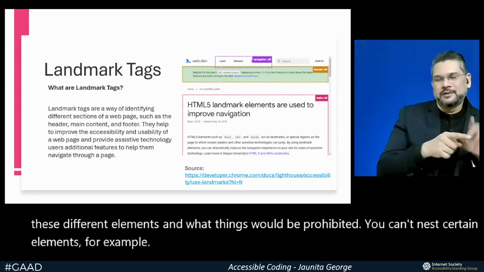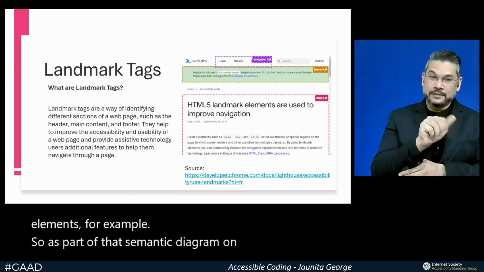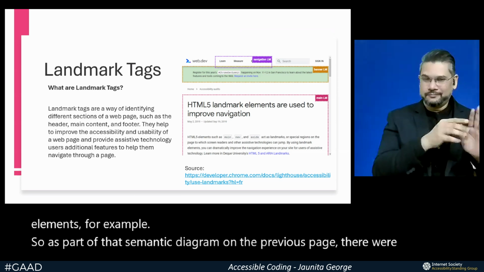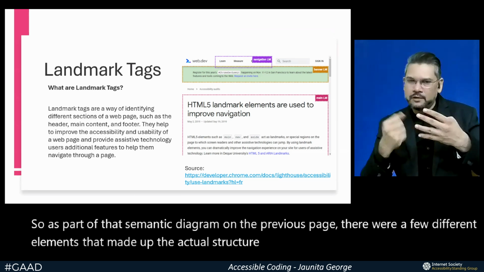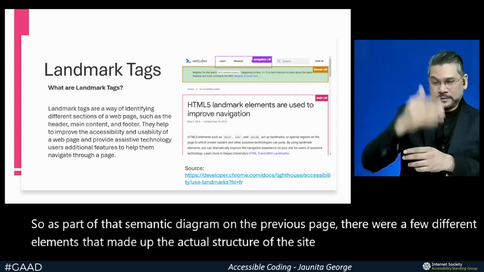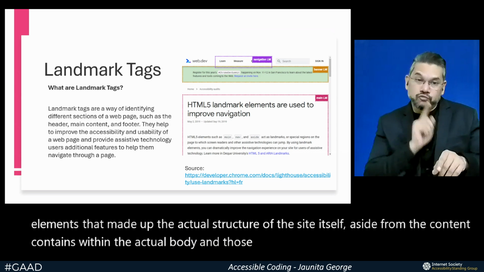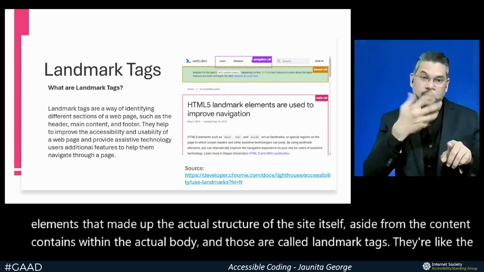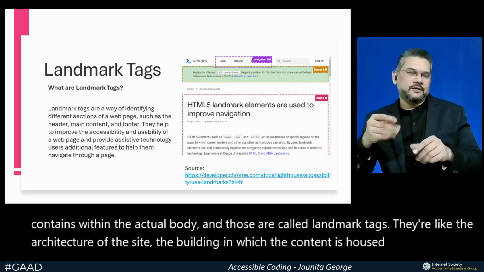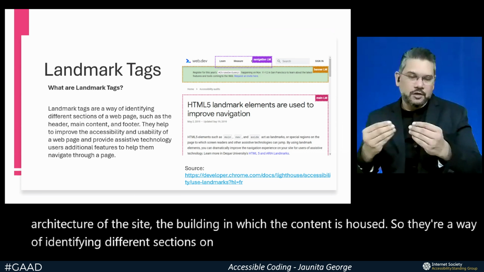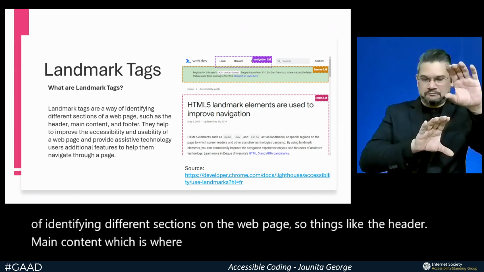So as part of that semantic diagram on the previous page, there were a few different elements that made up the actual structure of the site itself, aside from the content contained within the actual body. And those are called landmark tags. They're like the architecture of the site, the building in which the content is housed. So they're a way of identifying different sections of the web page. So things like the header, main content, which is where all the content lives, and the footer.